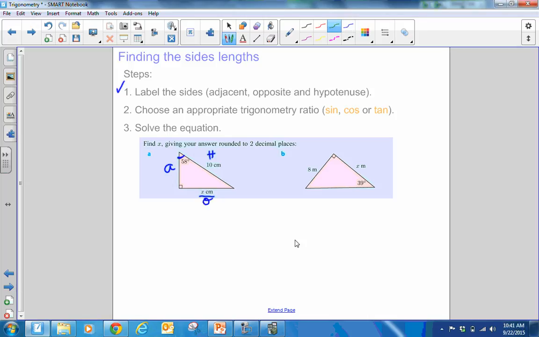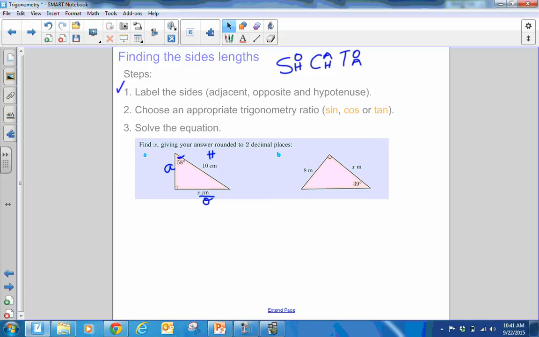So I have labeled the sides. Next, choose an appropriate trigonometry ratio. So I need to see what they are giving to me. I know they're giving me the hypotenuse.